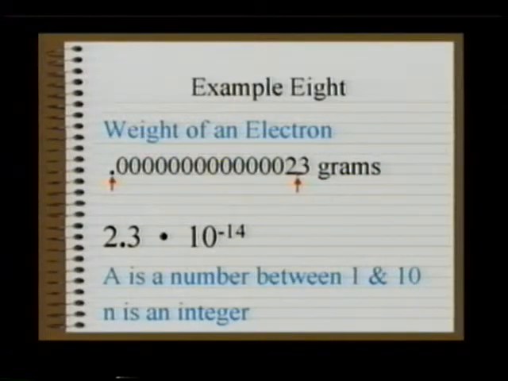And then I counted the space in between. Now, I don't care whether you counted left to right or right to left. You counted 14 spaces, and you knew that this was going to be a very small number. So that's where the negative 14, the 14 came from counting. The negative came because it was very small.